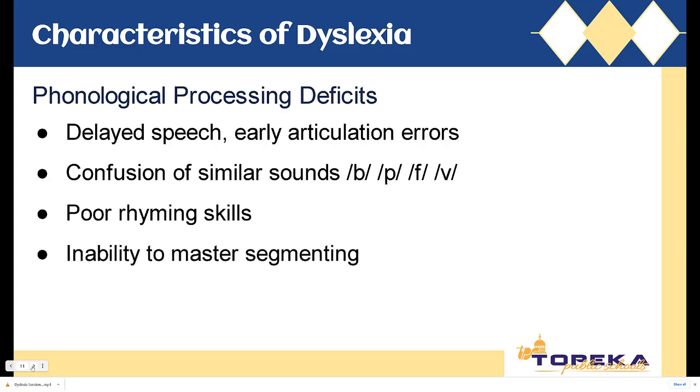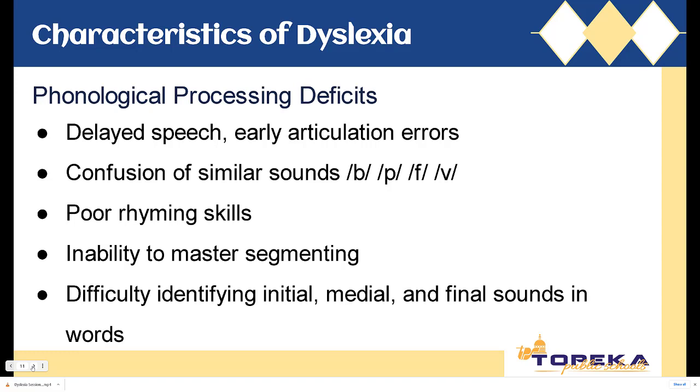Also, the inability to master segmenting sounds. Segmenting sounds just means knowing that the word bat has 3 sounds: B, a, t. So they struggle to break that down into its 3 individual sounds or phonemes.